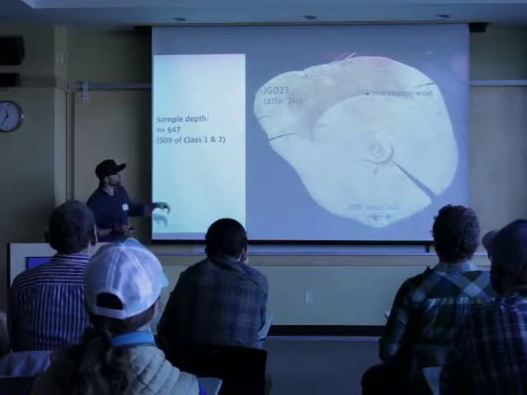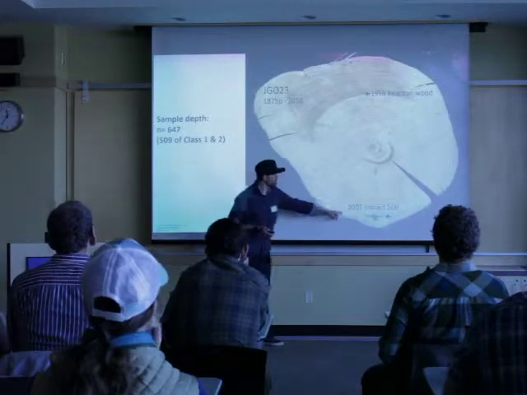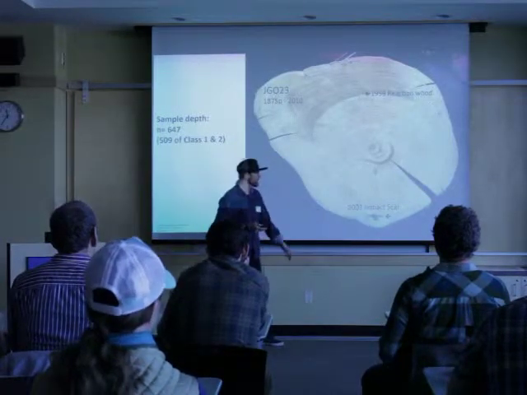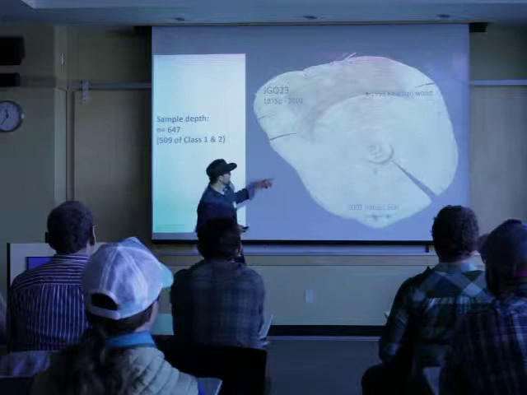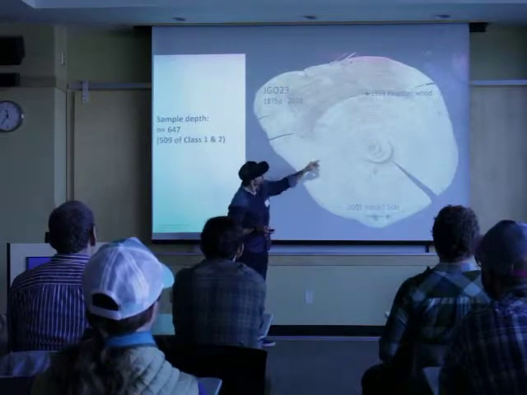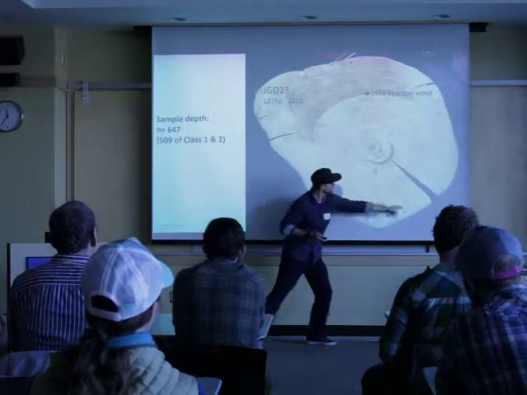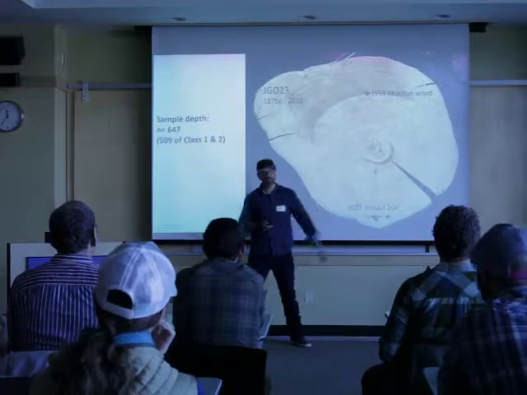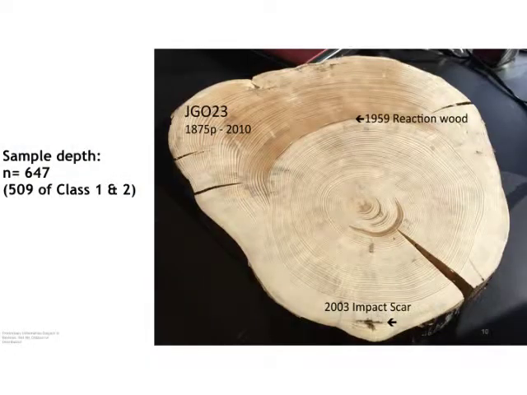So here's a good example. This is a scar from 2003, which is a big cycle in the region. Imagine if you took one here, one up there, one over there, and maybe even one over here. You would completely miss this scar. So cross sections are really, really important. A lot of previous work has used a mix of both cross sections and cores. But again, the cross sections provide the whole complete picture.